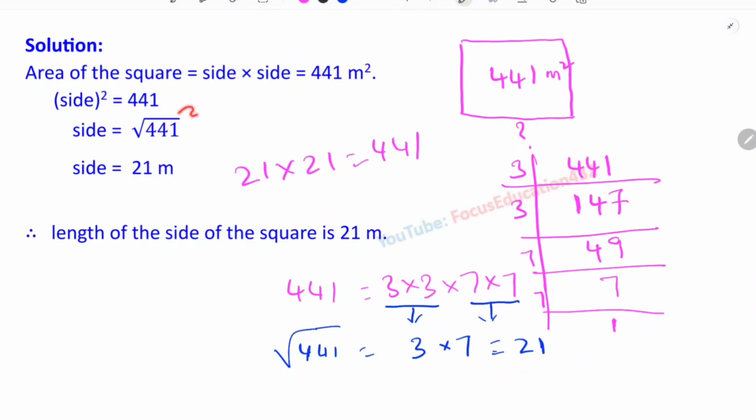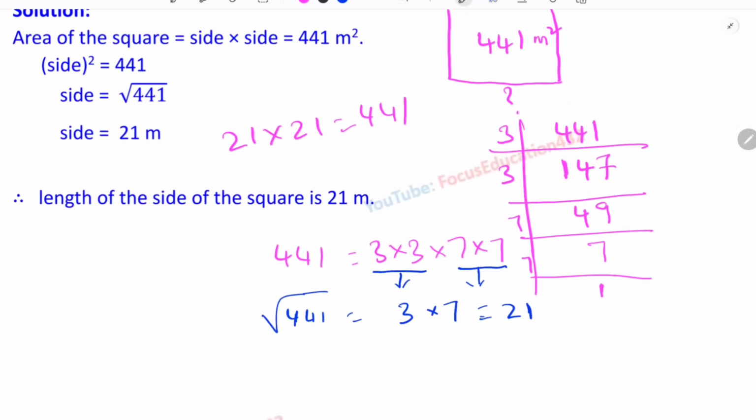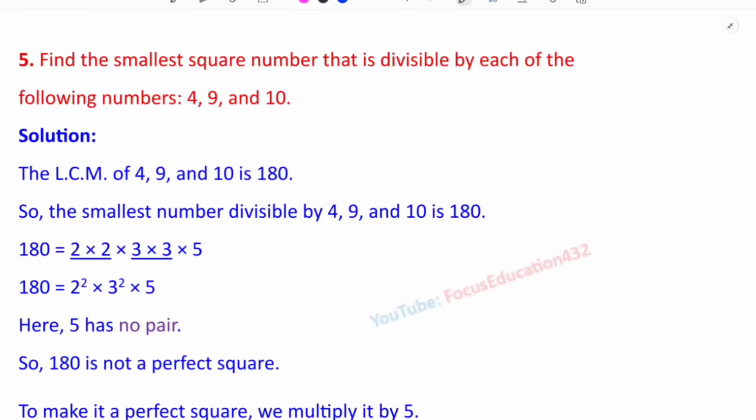So here, 441 is 21 multiplied by 21, side into side. So we get the side as 21. The question is to find the length of the side, so it is 21 meters. To find the square root of any number, you do the prime factorization and the factors come in pairs. Out of a pair you take one, then 3 multiplied by 7 is 21. In this way you can do it.